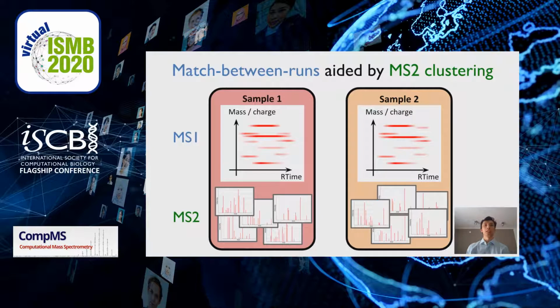So one of the first challenges is that we need to somehow align our MS1 features across the different samples. And normally this is done by using the peptide identifications to serve as nodes in our retention time alignment. However, in reality we don't need the peptide identifications to do this, and instead we can use MS2 clustering to figure out which MS1 features actually belong to the same analyte across different samples.